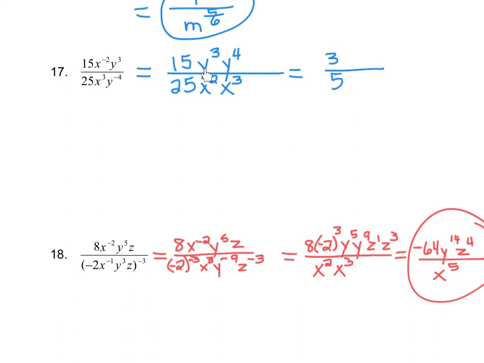Okay, now here in the numerator, we have y to the third times y to the fourth. So here, we know we have to add our exponents. It's going to give us y to the seventh. And actually, the same thing with the x's in the denominator. If we want to multiply x squared times x cubed, we just add the exponents. So that'll give us x to the fifth.